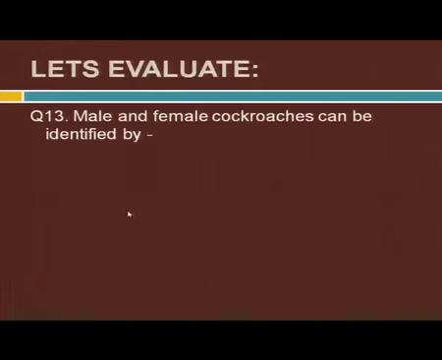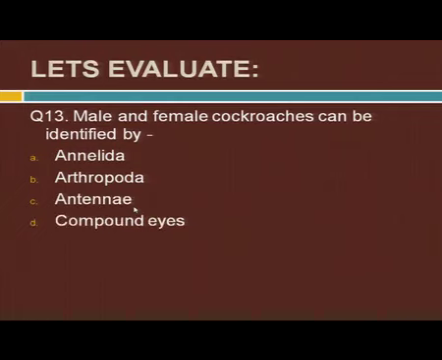Next question, male and female cockroaches can be identified by annelida, arthropoda, antenna, compound eyes. So, what is this question asking? That how they can be identified. They cannot be identified as annelida. They belong to arthropoda, they have antennas, they have compound eyes, but if we want to identify with respect to all the features, then we will write the answer as arthropoda, because it is a typical representative of the class Insecta of the phylum Arthropoda. So, the correct answer here is arthropoda.